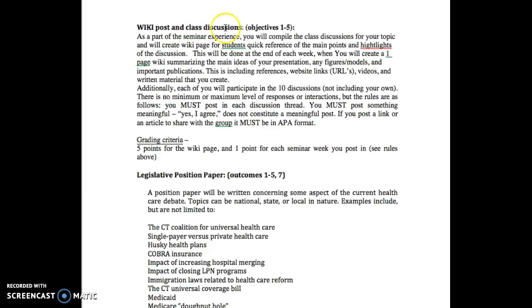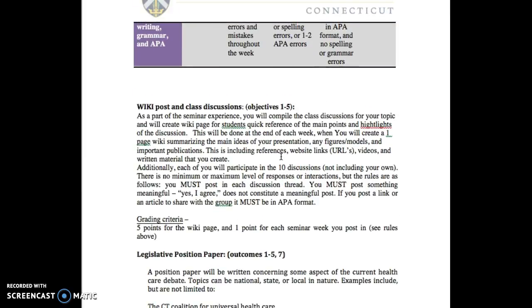And then on the other side is this class discussion. And so there's 5 points for the wiki page and 1 point for each seminar week that you post in. So there's 11 seminars. And obviously it doesn't count if you are posting in your own, so there's really only 10, so that's 10 points. And so please do not be discouraged if by after week 2 you've done 2 seminars and you only have 2 points. Don't write to me and say, how come I only have 2 points in a seminar in the discussion? And that reason is because we haven't had seminar C, D, E, F, G, etc. So that's a number that will build over time.